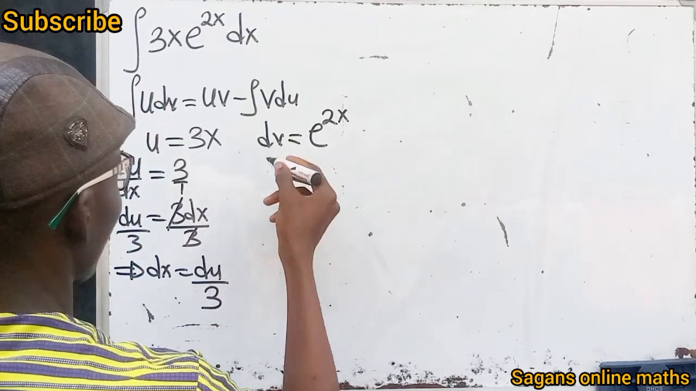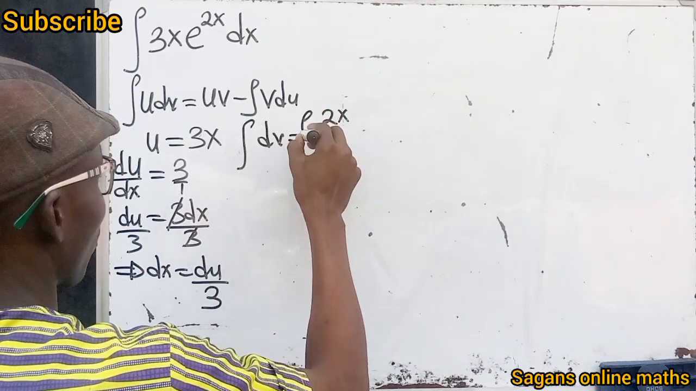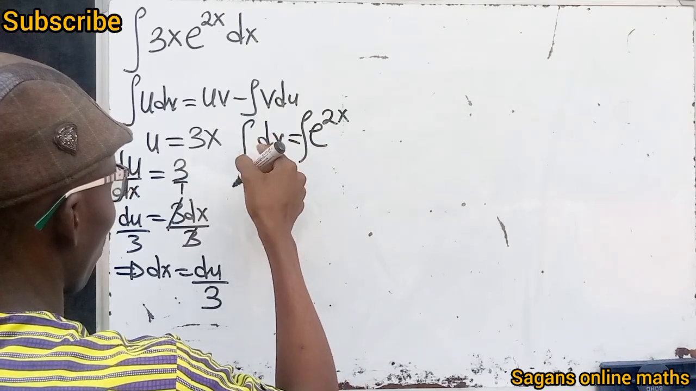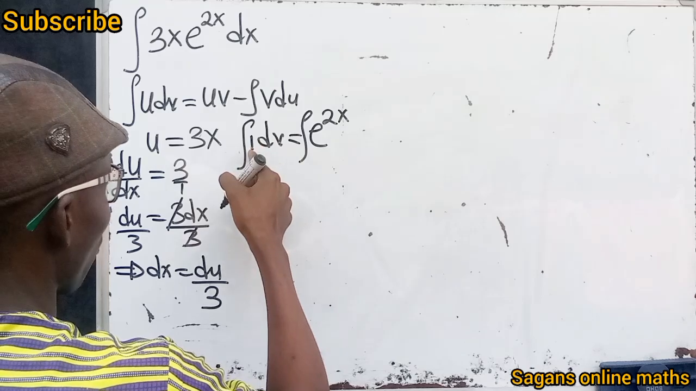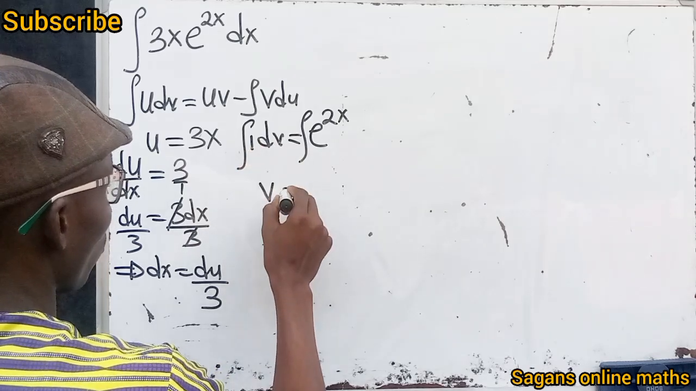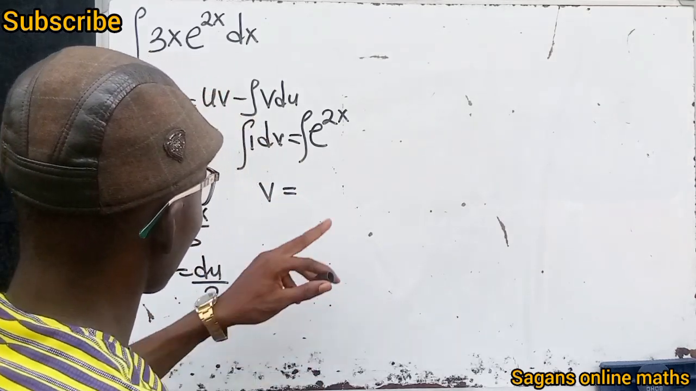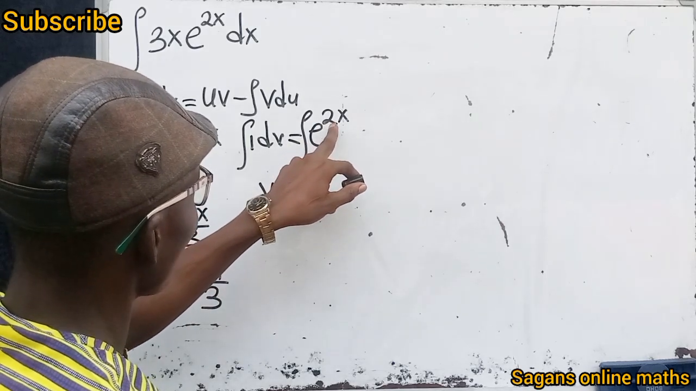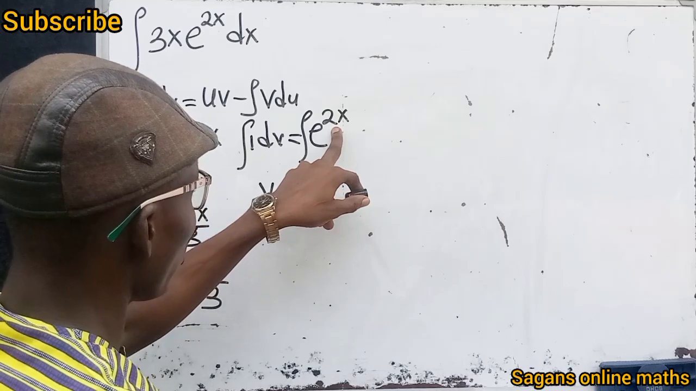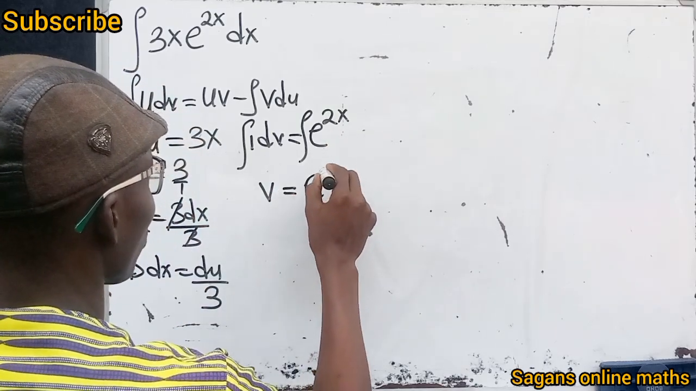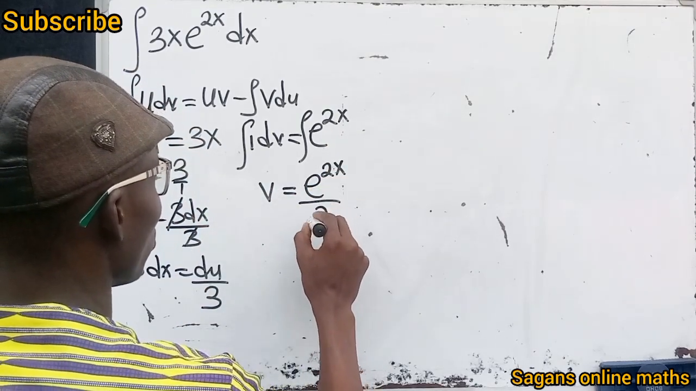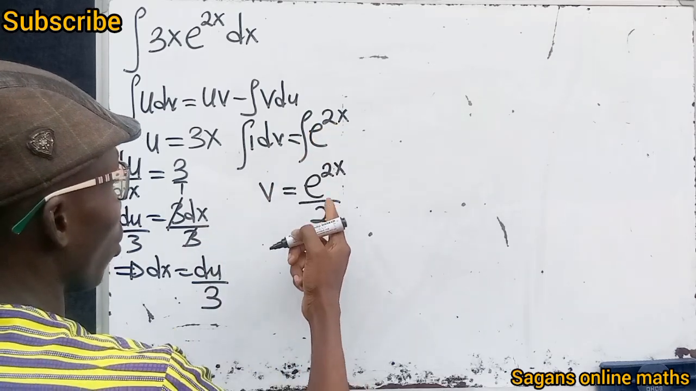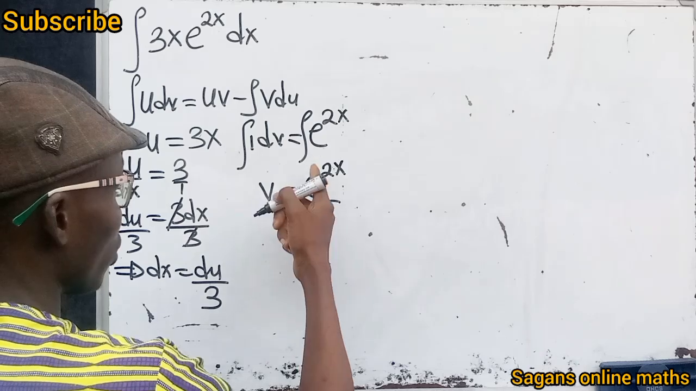Now here, let's integrate both sides. Why are we integrating? We are looking for v. So if you integrate this, we are going to have just v, because the coefficient of v is 1. So if you integrate 1 with respect to v, we have v equals to. Now, if you integrate this function, remember that the derivative of the exponent is 2, so it is e raised to the power 2x divided by 2. Remember that e is a constant. So if you differentiate the exponent, it is 2, and this will be constant. This is the derivative of this.